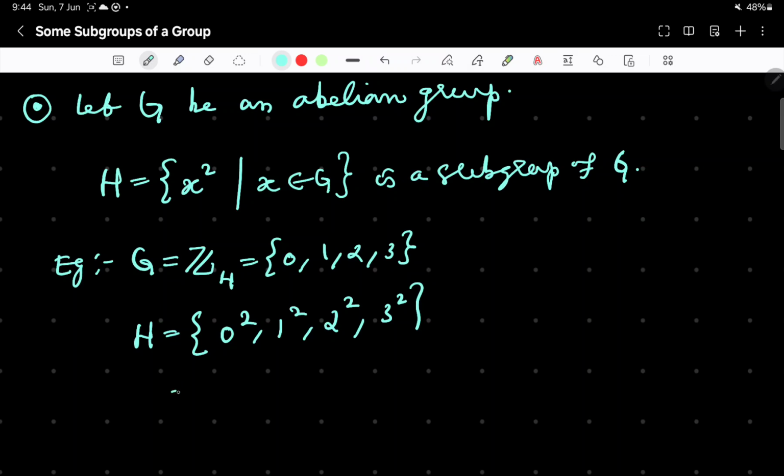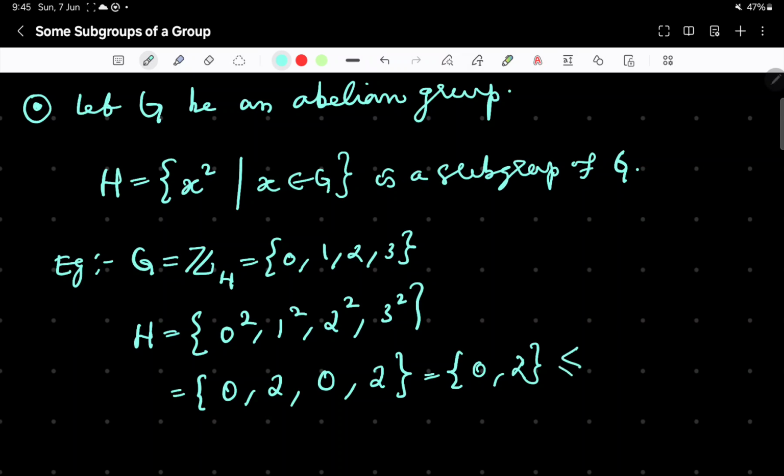So we need this. 0 plus 0 is 0 itself. 1 plus 1 is 2 under modulo 4. 2 plus 2 is 4, and 4 is 0 modulo 4. 3 plus 3 is 6, which is 2 modulo 4. So this becomes {0, 2}. Now you can see that this is a subgroup of Z4, because if you add 2 plus 2, it is 4, again 0. If you add one more time, 2 plus 2 plus 2 is 6, then you get 2. So this is a subgroup of G.